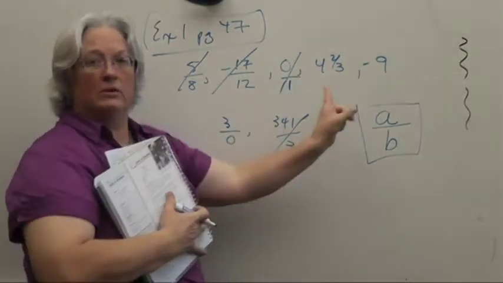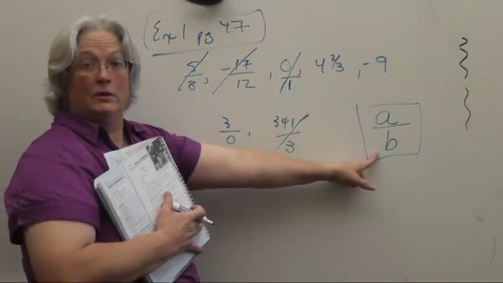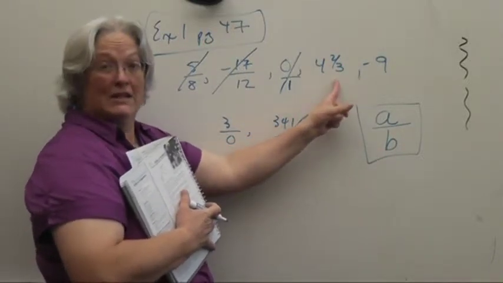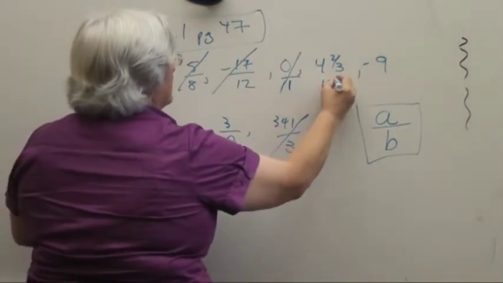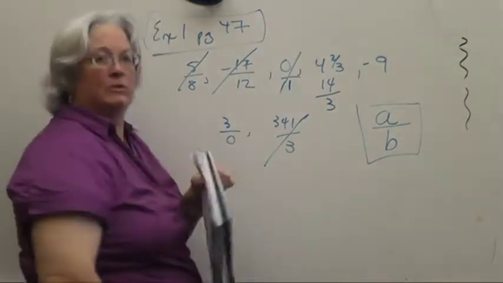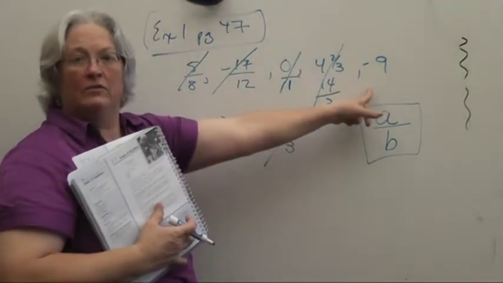What about 4 and 2 thirds? That's a mixed number. It's not a fraction. It's not a ratio. But you can write it as an improper fraction, can't you? 3 times 4 is 12, plus 2 is 14. So that can be written as 14 thirds. That one's rational. What about negative 9?